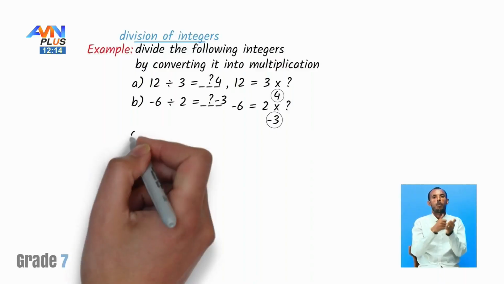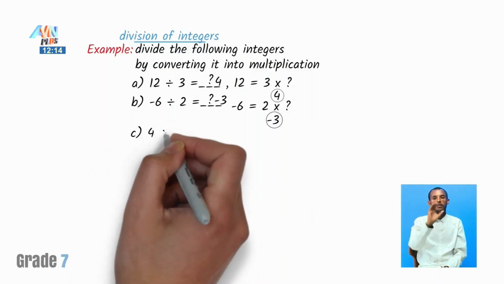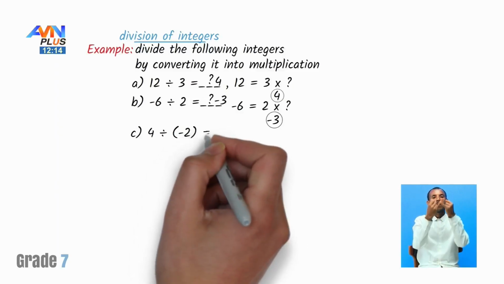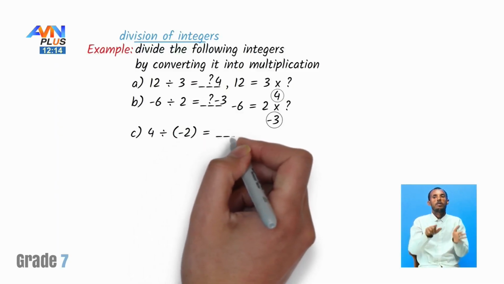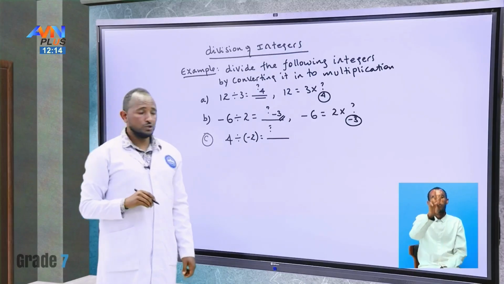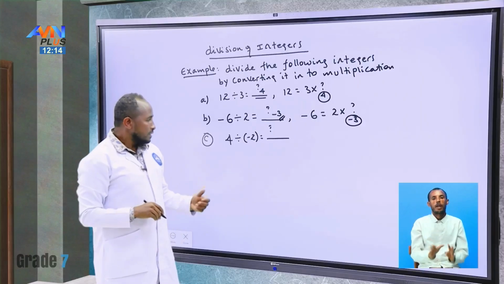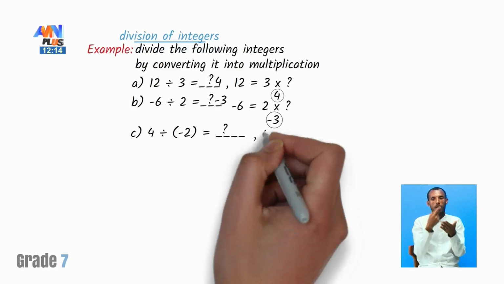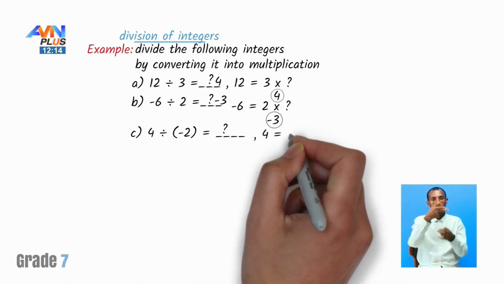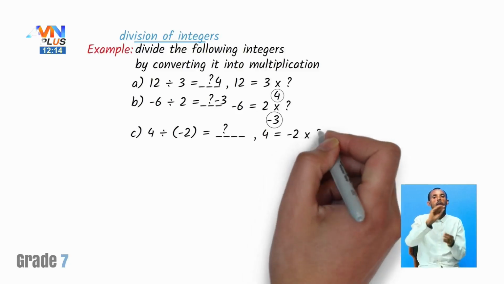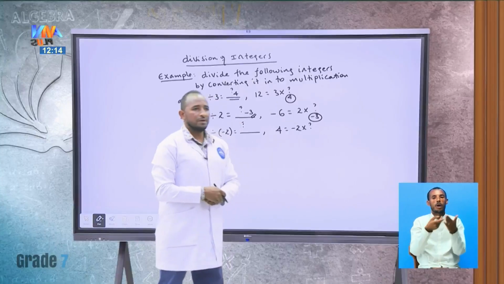Let's proceed. Okay, take this one. 4 divided by negative 2 gives us what? 4 divided by negative 2. Let's convert this into multiplication form. So here we get 4 when you multiply negative 2 with a certain number. What must be the number here?